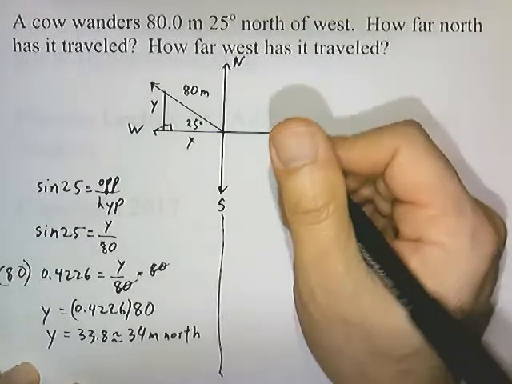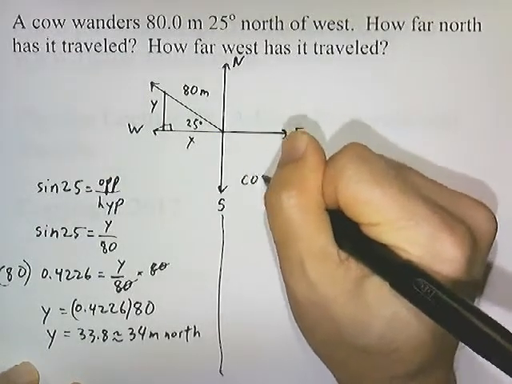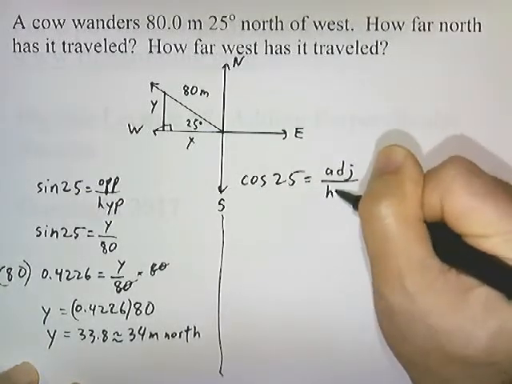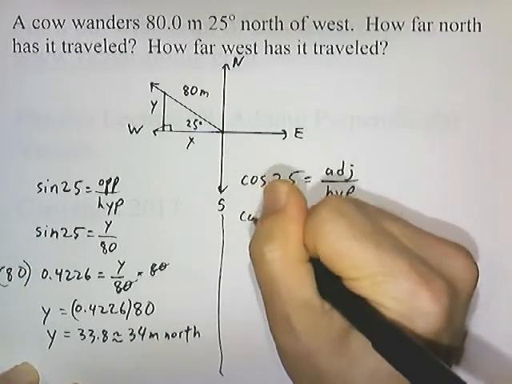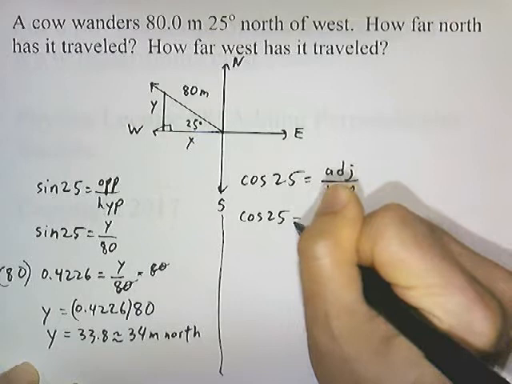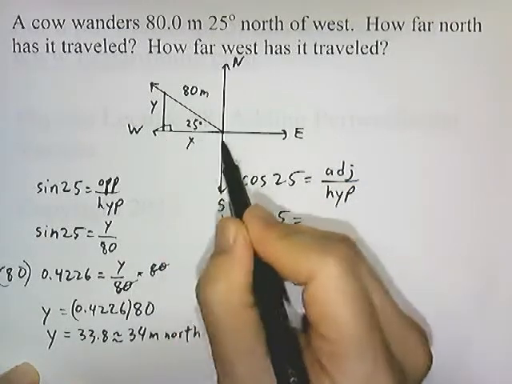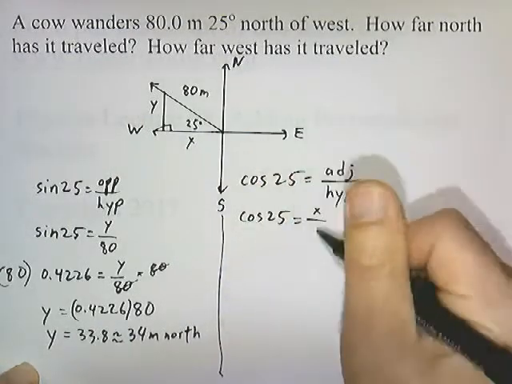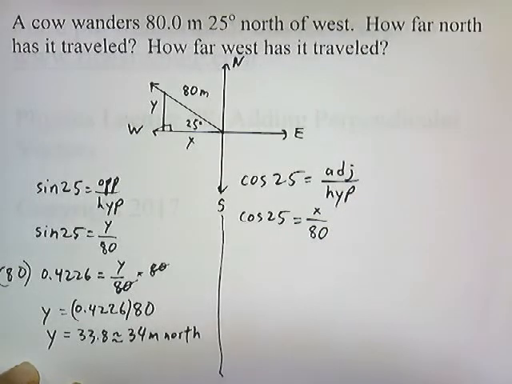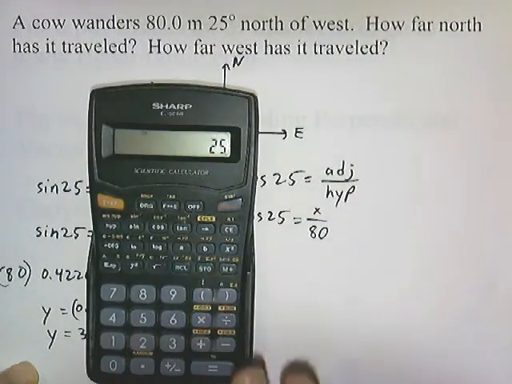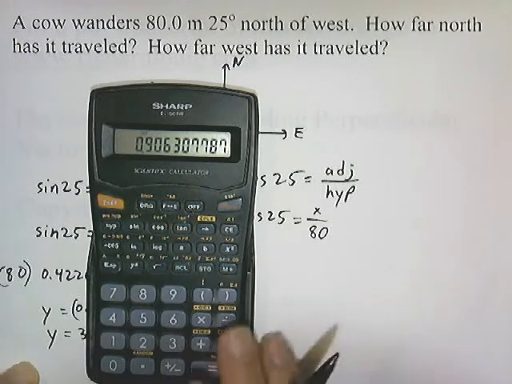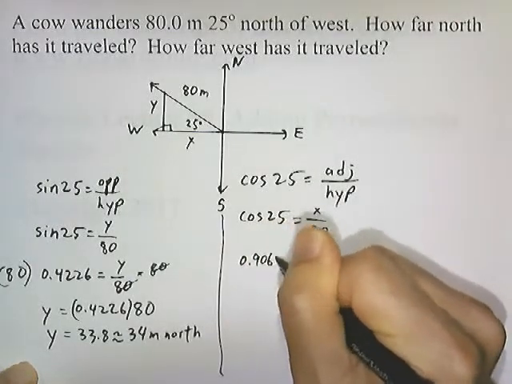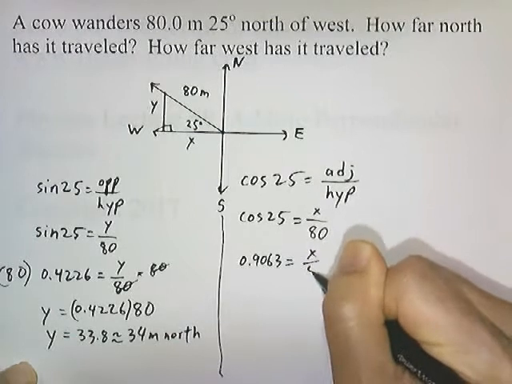Let's figure out how far west it's traveled. For that, we'll use cosine. Cosine of 25 is going to be equal to the adjacent side over the hypotenuse. So it's going to be cosine 25 equals, so here's the angle, and then x is the side right next to or adjacent to the angle. So it's going to be x over 80. All right. Cosine of 25. On my calculator, 25, hit the cosine button. 0.9063, 0.9063 equals x over 80.